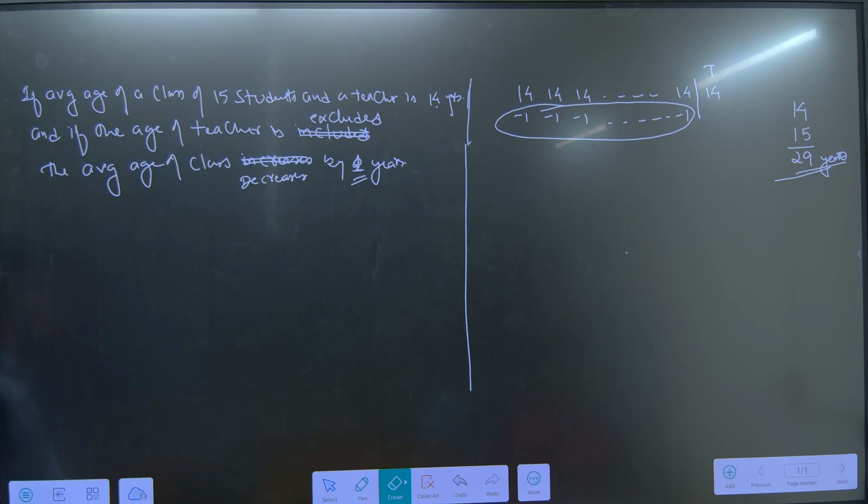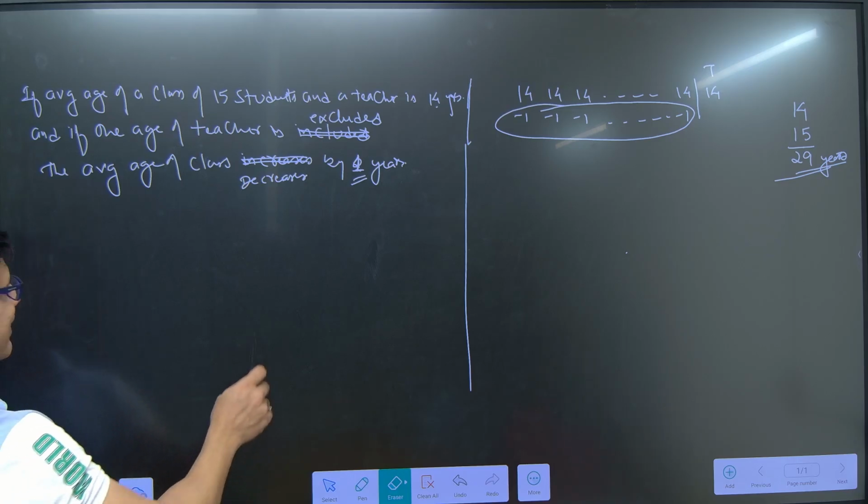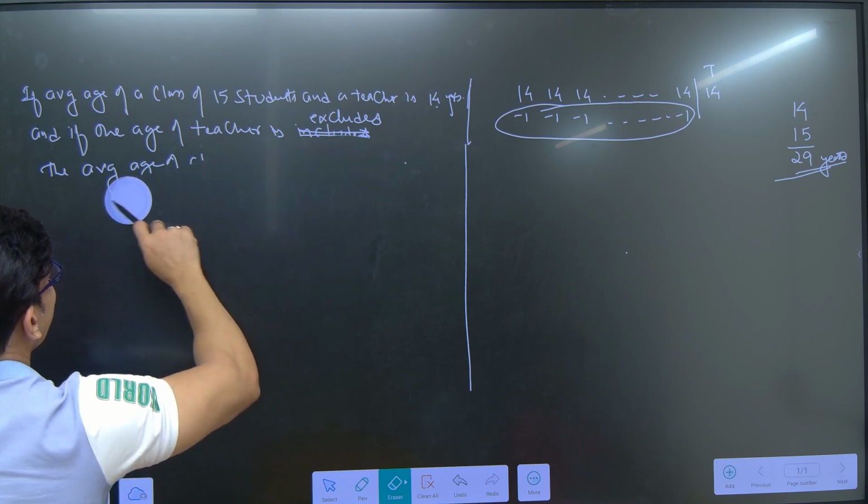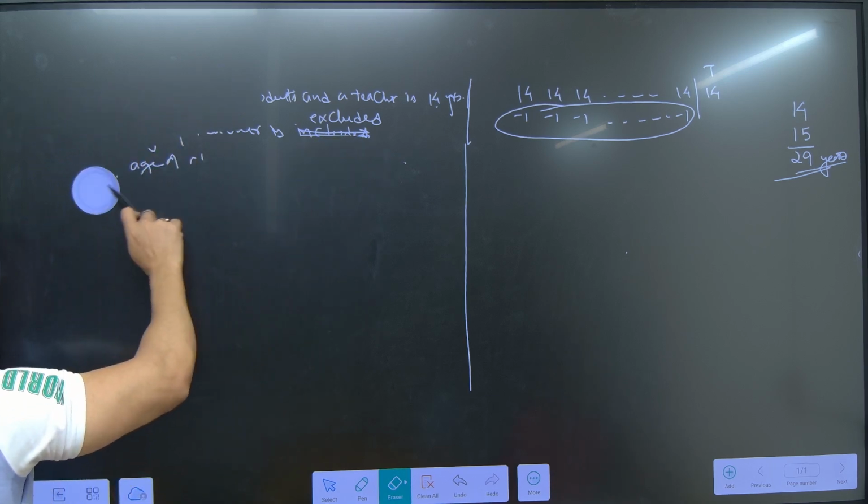But 2024-23 first set was difficult. I mean, this I tell you because I have solved all the papers. तो चिंता मत करो.